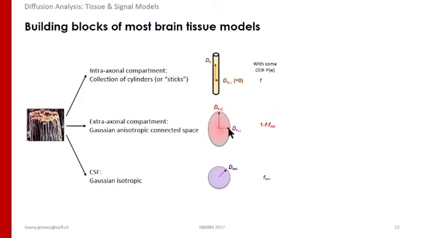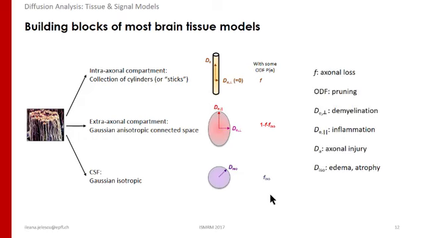characterized by two diffusivities, DE perpendicular and DE parallel. And you can throw in a third compartment, which is usually CSF, and is modeled as Gaussian isotropic, characterized by one diffusivity here. And of course, each of these is weighted by a fraction. Hopefully, they all add up to 1. And you can see here that in these parameters already, we can try to see how they could be more specific to one type of microstructural change or the other.